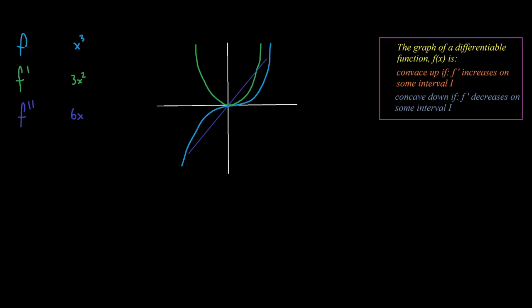Let's look at this other graph I made here. Now over here I have f is x cubed, f prime is 3x squared, and f double prime is 6x. Okay, so looking at this, it's a little bit more complicated, but it's the exact same idea.